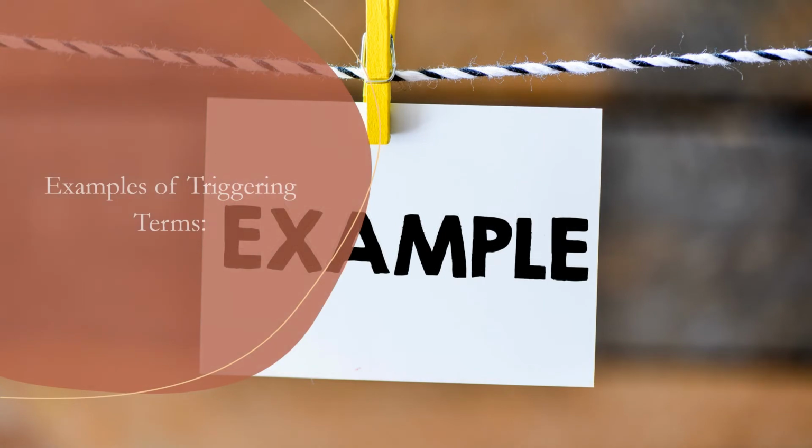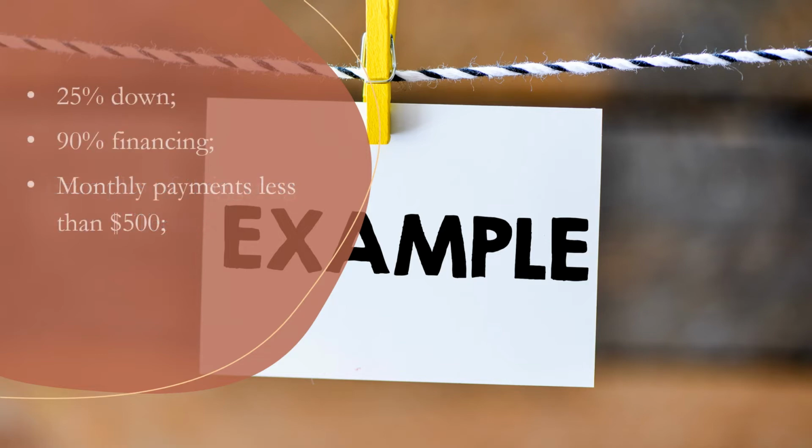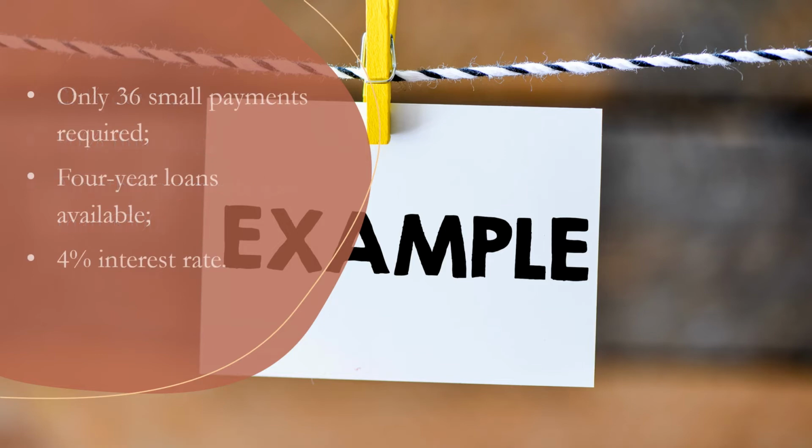Examples of triggering terms. Advertisements with the phrasing 25% down, 90% financing, monthly payments less than $500, only 36 small payments required, 4-year loans available, 4% interest rate.